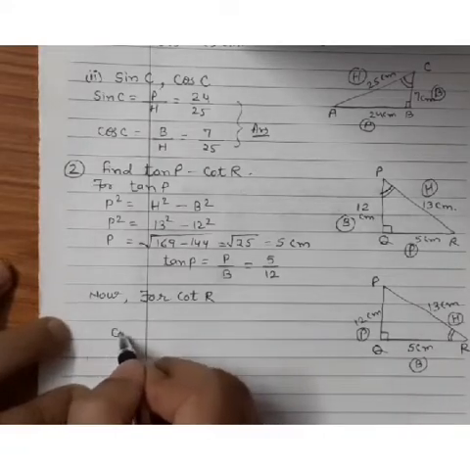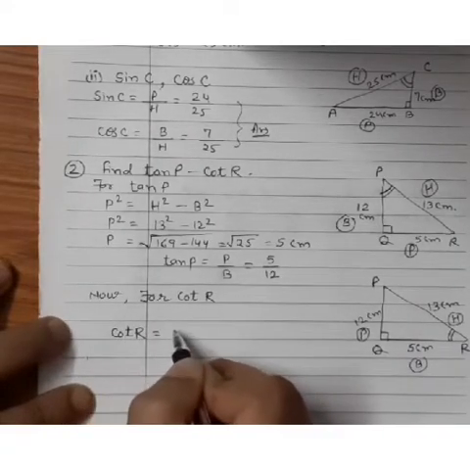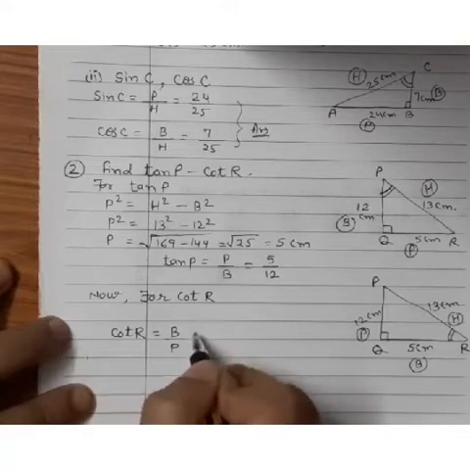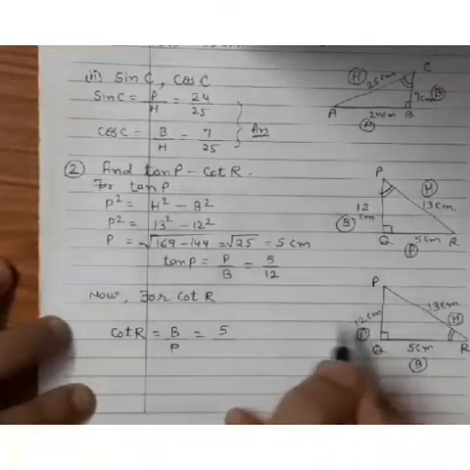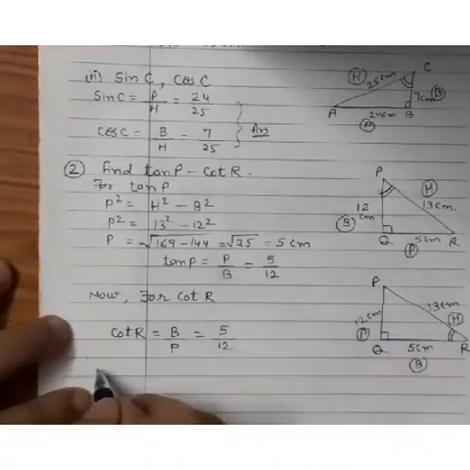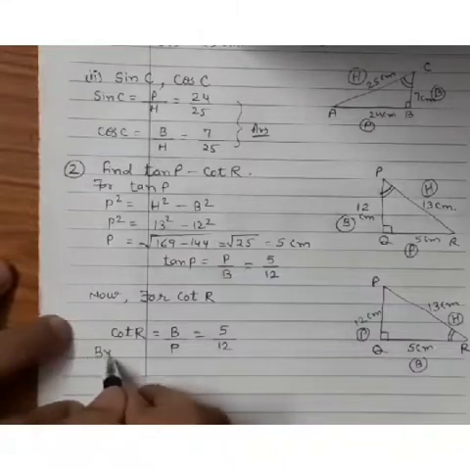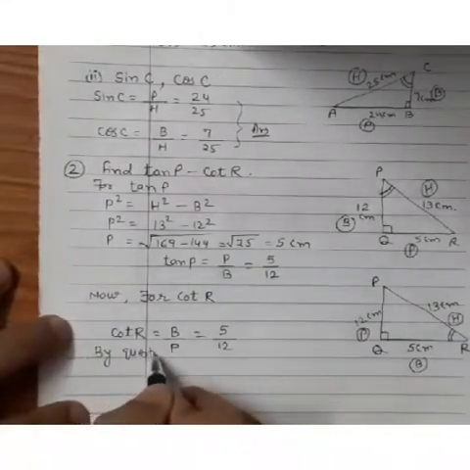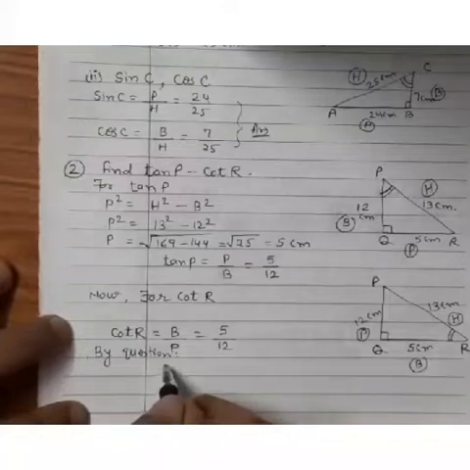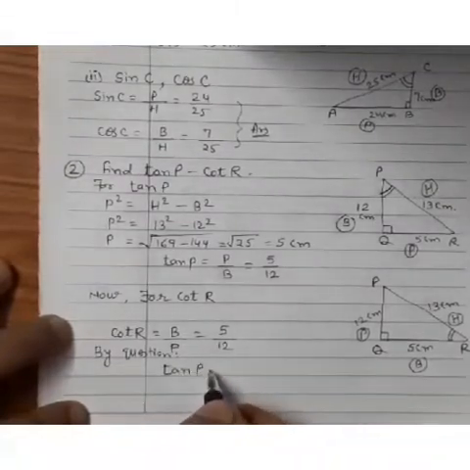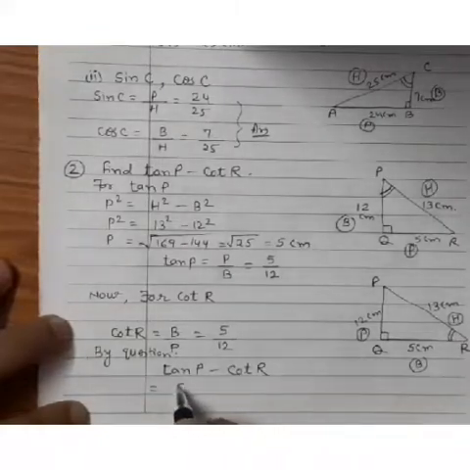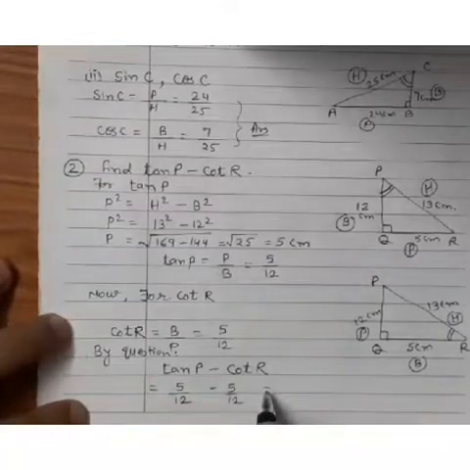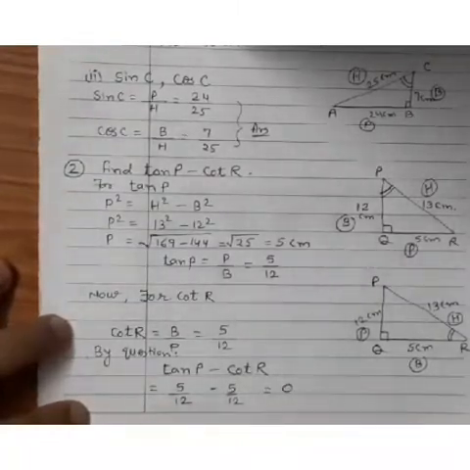Then what will be cot R? Base upon perpendicular. Base is 5. Perpendicular is 12. Then by the question, tan P minus cot R. What is tan P? 5 upon 12. Cot R is also 5 upon 12. This is 0. This is your answer.